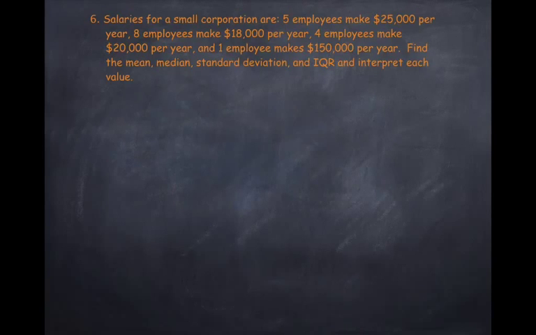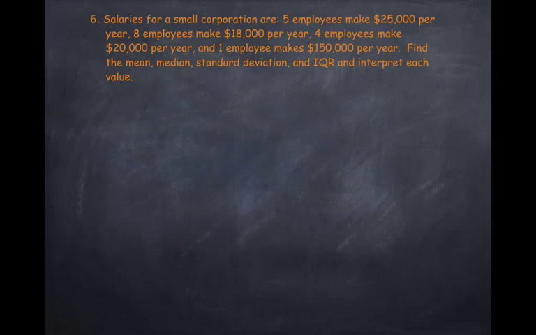And so here we have salaries for a small corporation. 5 employees make $25,000, 8 make $18,000, 4 make $20,000, and 1 makes $150,000 per year. And so you want to find the mean, median, standard deviation, and IQR.